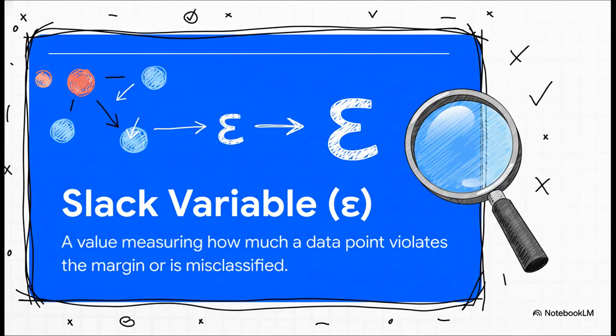So how do we control this flexibility? Well, we introduce something called a slack variable, usually shown by the Greek letter epsilon. Every single data point gets one of these, and it's basically a little measurement of how much that point is breaking the rules.